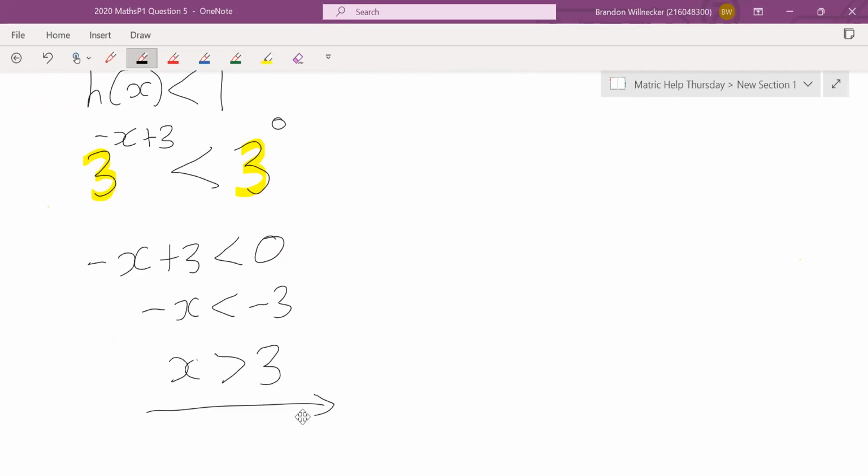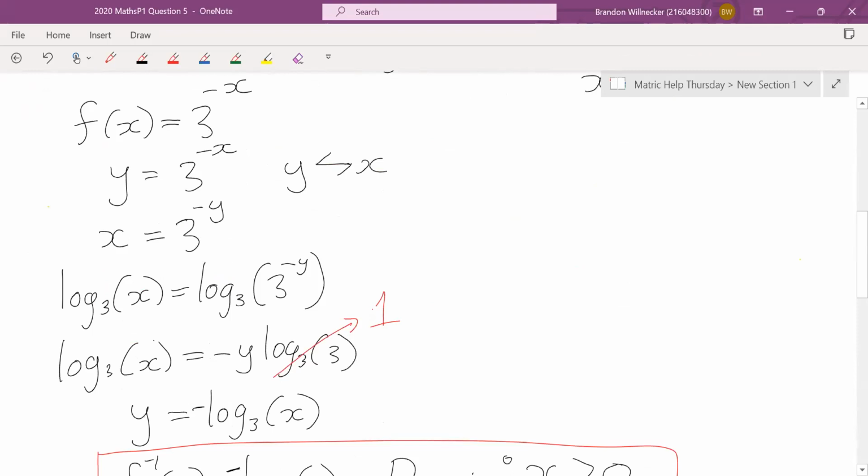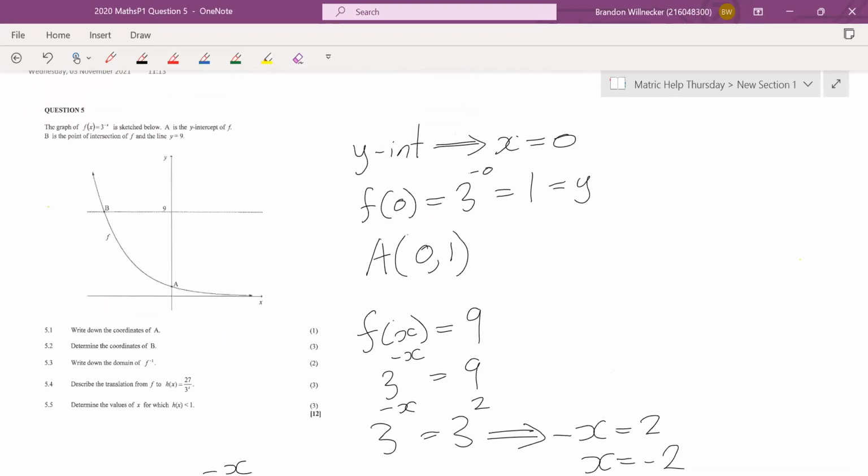Okay, so these are the values of x where h of x is less than 1. Okay, so that's it for this exponential question. Let's take a look at the next one.